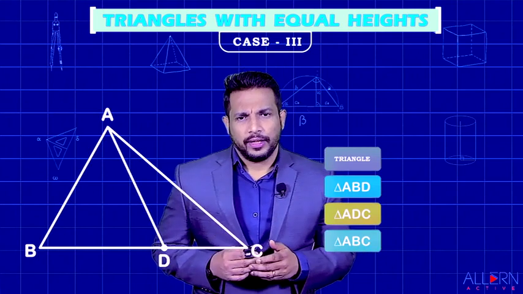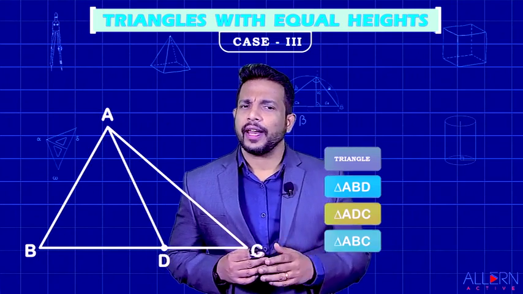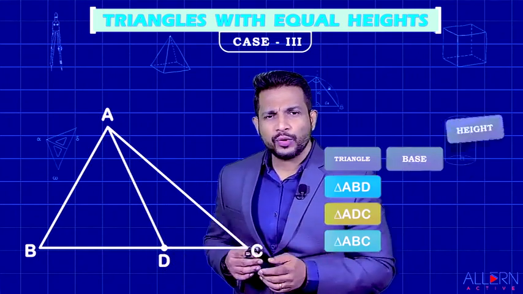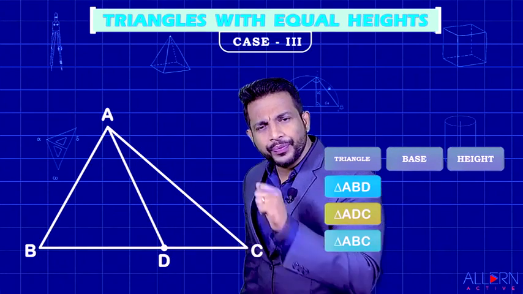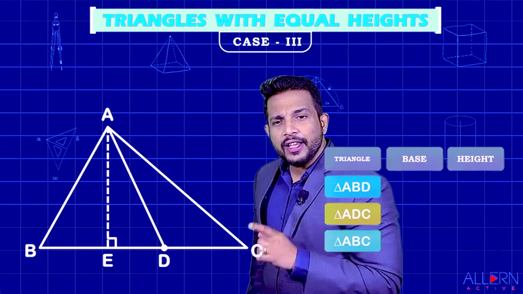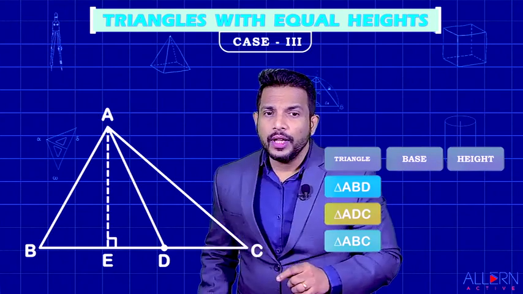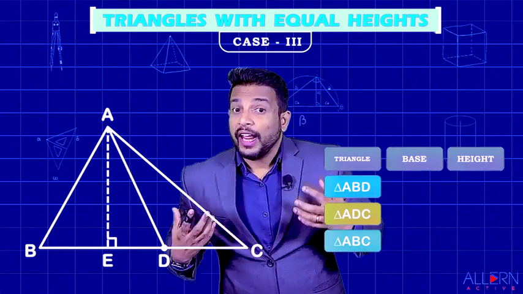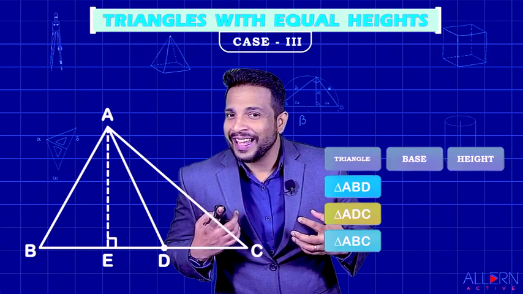Now for each of these triangles, we'll think about the base and the height. Now observe very carefully. We'll say there's no height right now, so let's draw a perpendicular. I'm going to drop a perpendicular from A on BC. So that height is AE. Now observe, for each of the triangles, you're going to tell me the base and the height.